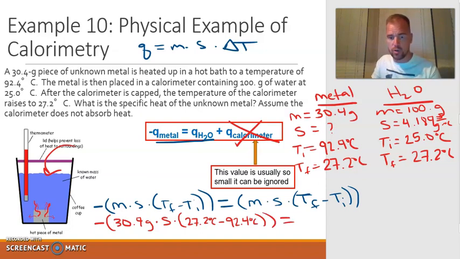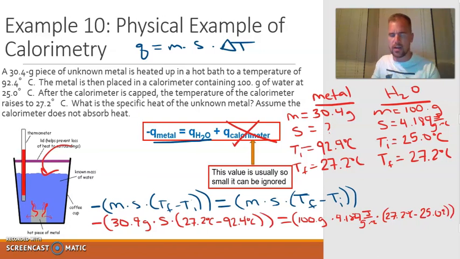That's equal to, now everything on the right side is the water. So what was the mass of the water? 100 grams, times the specific heat, 4.184 joules per gram degrees Celsius. And then times my final temperature, 27.2, minus the initial 25.0. Try not to run out of space.